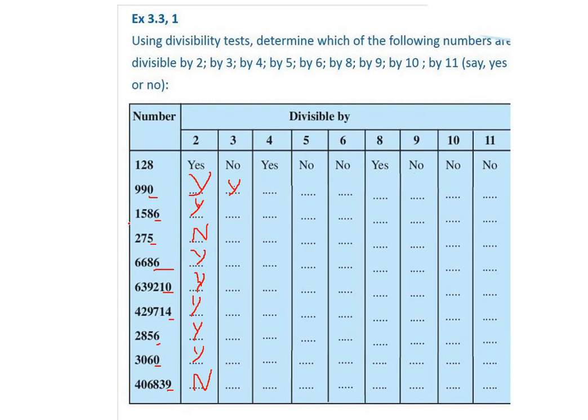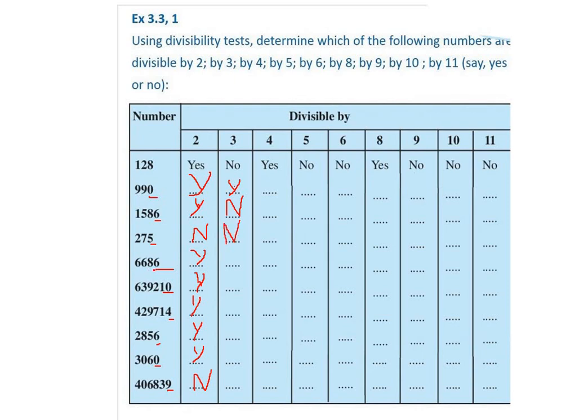Next is 1586, that is 1 plus 5 is 6, 6 plus 8 is 14, and 14 plus 6 gives 20. 20 is not divisible by 3 because 20 never comes as a multiple in the table of 3. So we can write no here. Then comes 275. So 2 plus 7 is 9 and 9 plus 5 gives you 14. So 14 is not divisible by 3. So we are going to write N here.